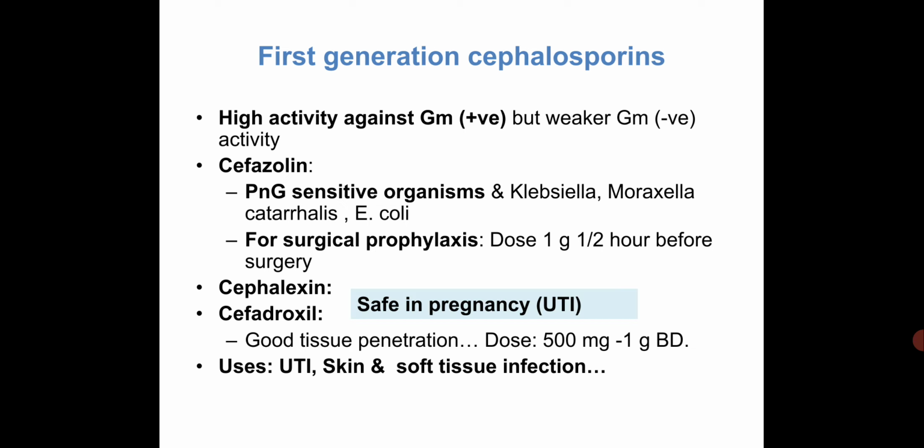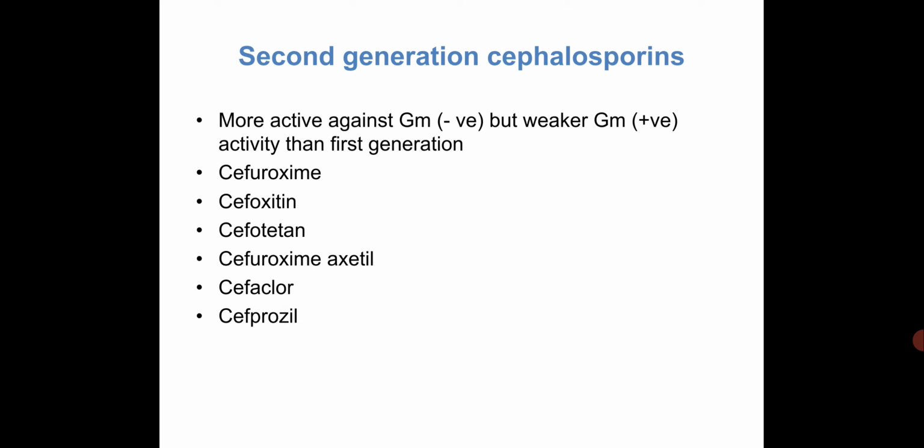This cephalexin and cefadroxil are also active on gram negative organisms, and it is a safer drug in pregnancy. So if in pregnancy there is a urinary tract infection, then we have the choice of cephalexin and cefadroxil.